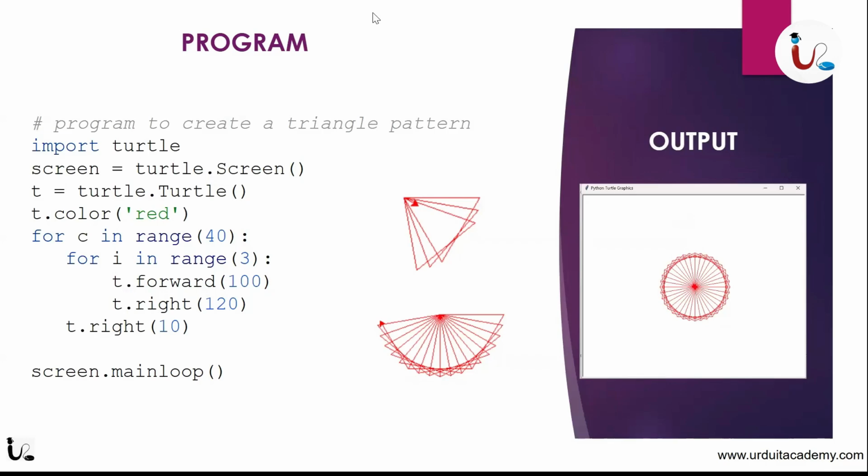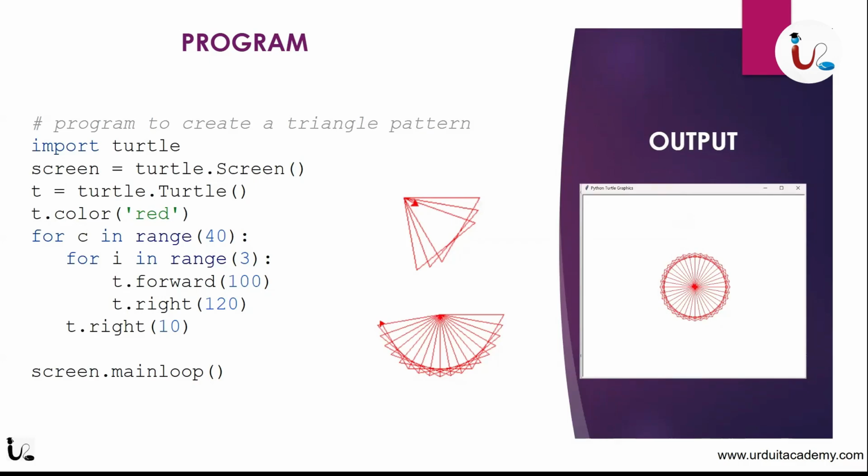So here you can see I'm importing the turtle. So, I'm creating a screen. Screen is equal to turtle.Screen. After that, I'm creating a turtle object. Then setting a red color and using a for loop. For C in range 40, it is executing 40 times, which means I'm going to draw a total of 40 triangles.